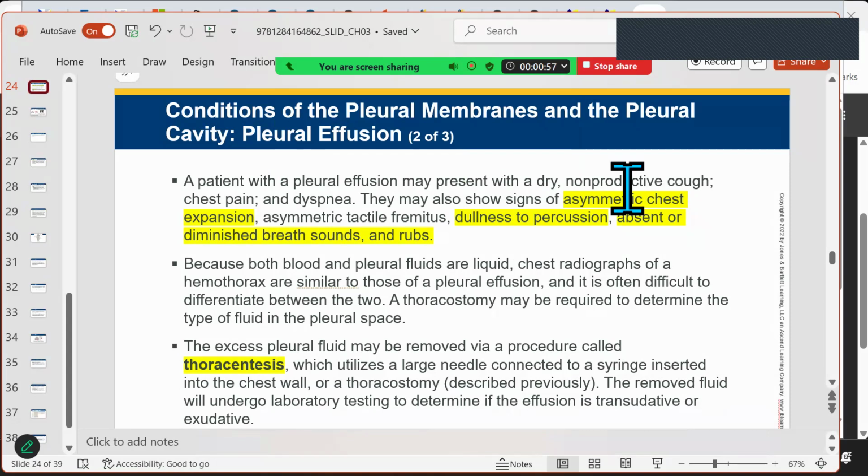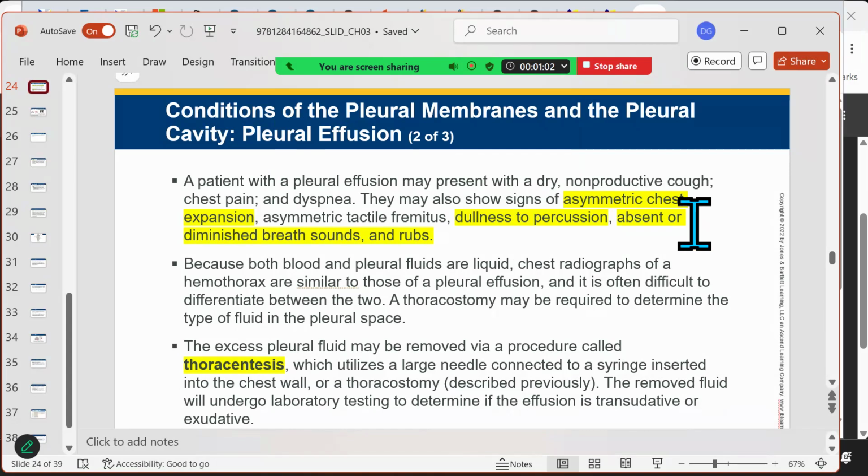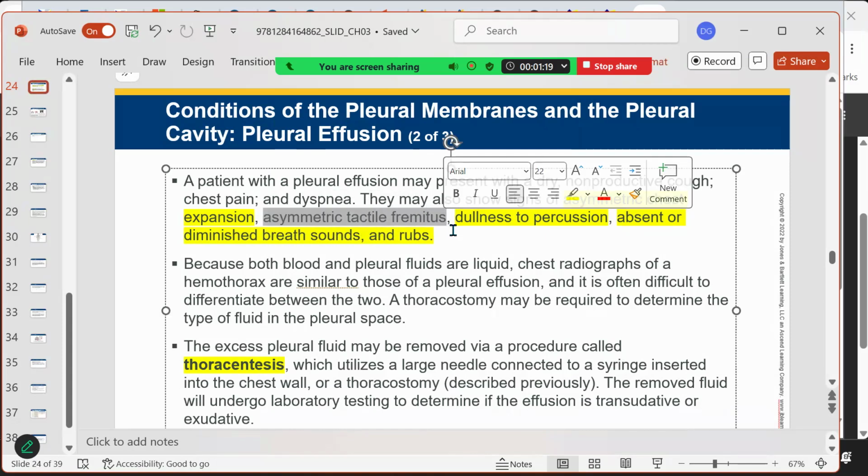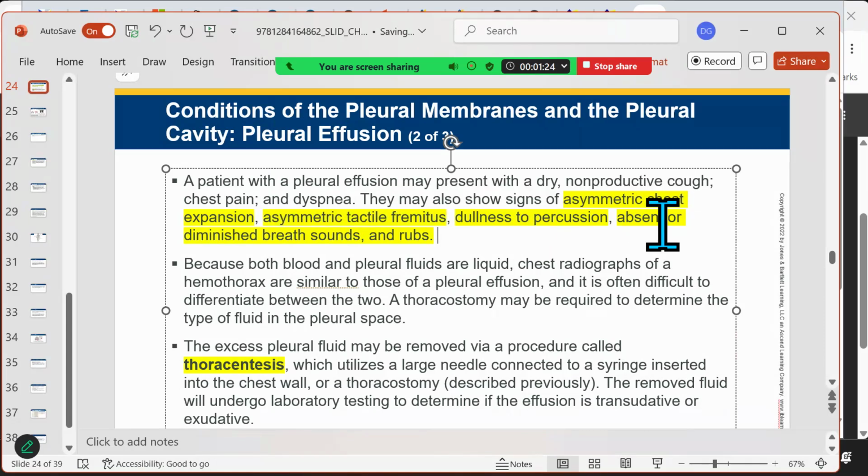You should be looking at conditions of the pleural membranes and pleural cavity. Just a reminder, the pleural effusion is fluid where it should not be between the lung and the chest wall. It's going to result in asymmetric expansion. That is, one side of the chest expands more than the other. Asymmetric fremitus. We'll talk more about fremitus here in just a minute. A dullness to percussion, absent or diminished breath sounds, and rubs, like a pleural friction rub. You'll be learning about that in your lab sessions.